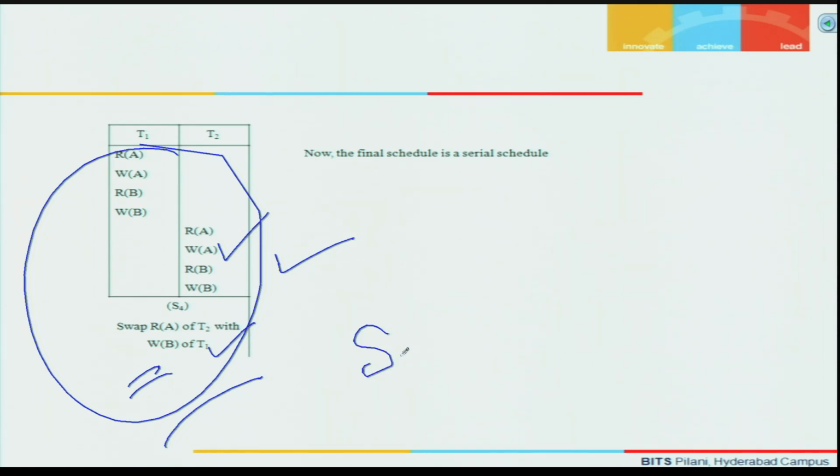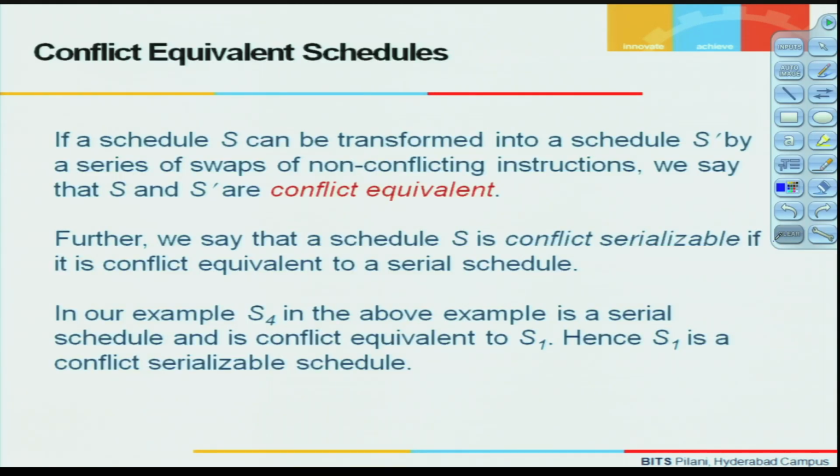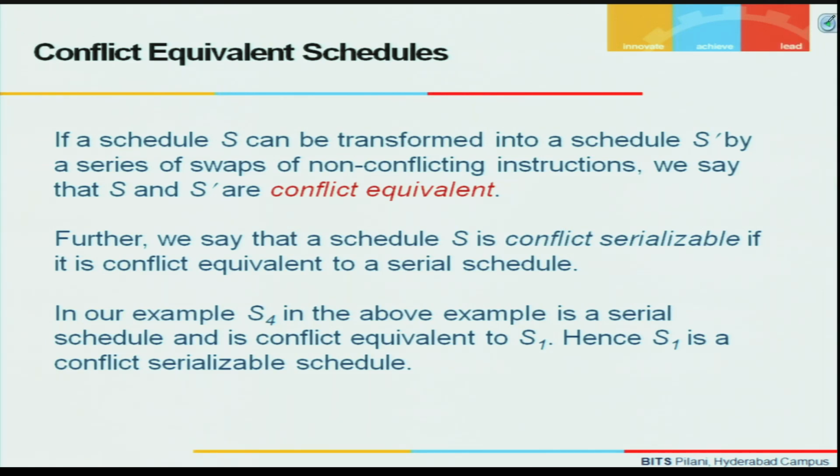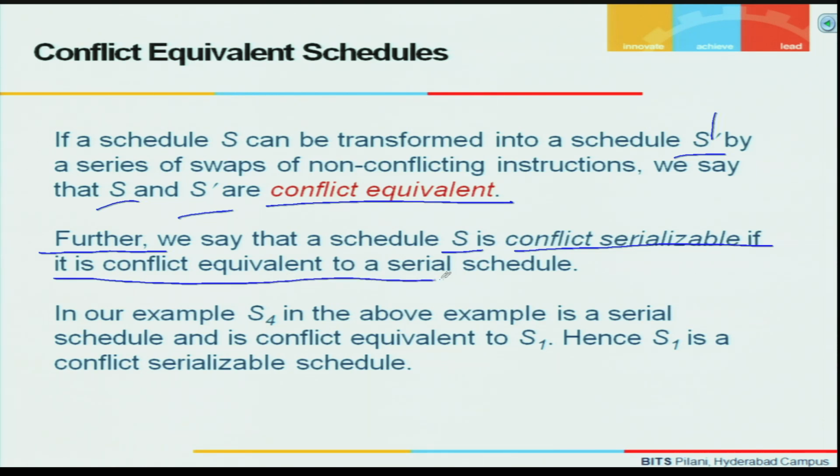And S4 is also known as conflict serializable, or conflict equivalent to S1. There is one conflict equivalence: if a schedule S can be transformed into a schedule S dash by a series of swaps of non-conflicting instructions, we say that S and S dash are conflict equivalent. Further, we say that a schedule S is conflict serializable if it is conflict equivalent to a serial schedule.